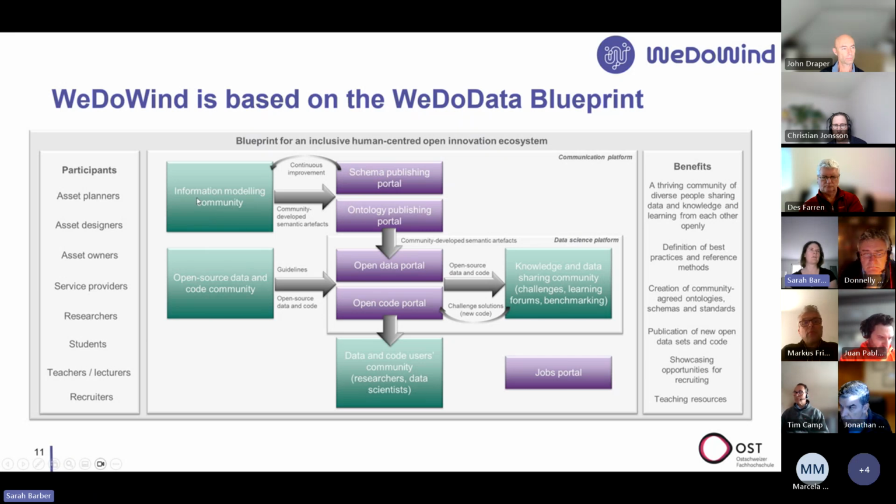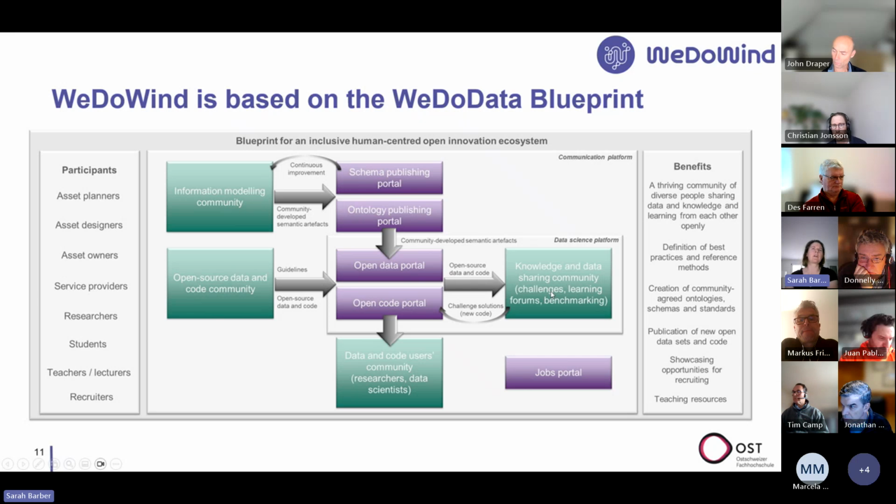sub-communities. So we have the information modeling community, who develop semantic artifacts, and they publish these. These are ways to describe data, published on some sort of schema or ontology publishing portal. We have the open source data and code community, who are developing guidelines for actually publishing data. And these guidelines go into a data and code portal.